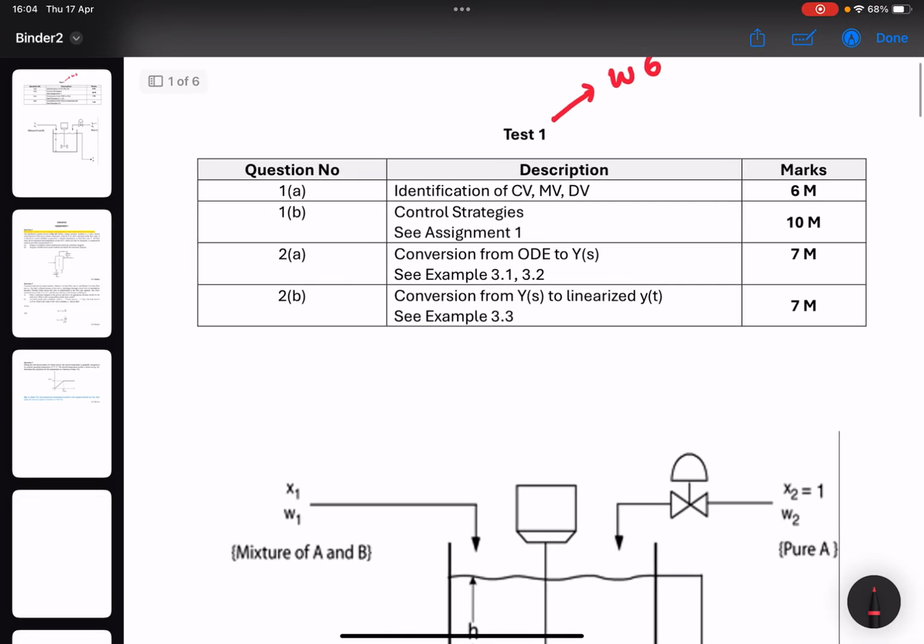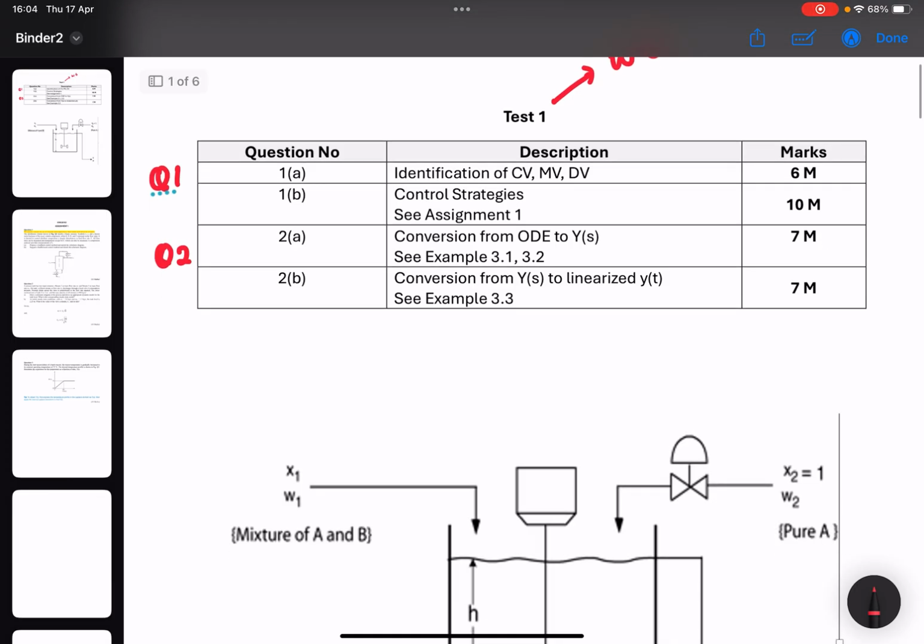Test number 1 will consist of 2 questions, question number 1 and question number 2. You are required to answer both questions. For question number 1, the first part will be identification of the control volume, control variables, manipulated variables, and also disturbance variables. This one is going to be 6 marks. The total mark for the test is actually 30, so you should be able to answer this without any problems.